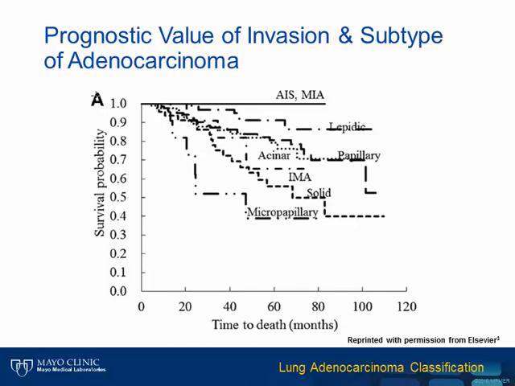Here's a study that shows the prognostic value of invasion and subtype of adenocarcinoma. As you can see, adenocarcinoma in situ and minimally invasive adenocarcinoma have the best outcome, while cases of micropapillary and solid subtype have the worst outcome.